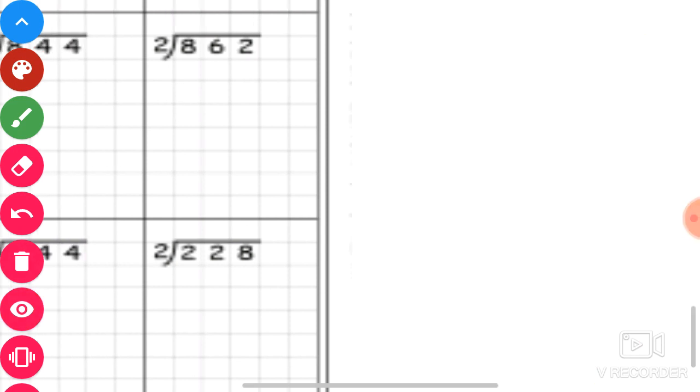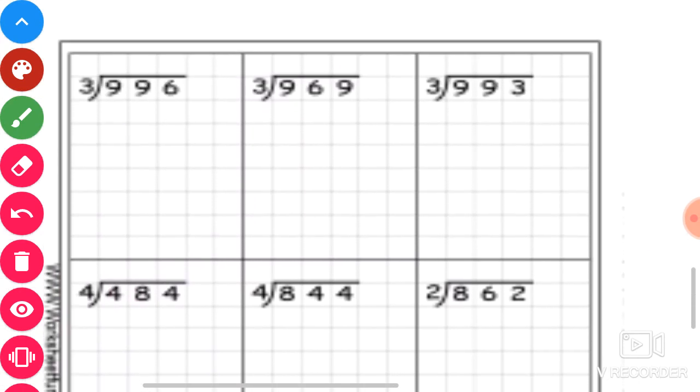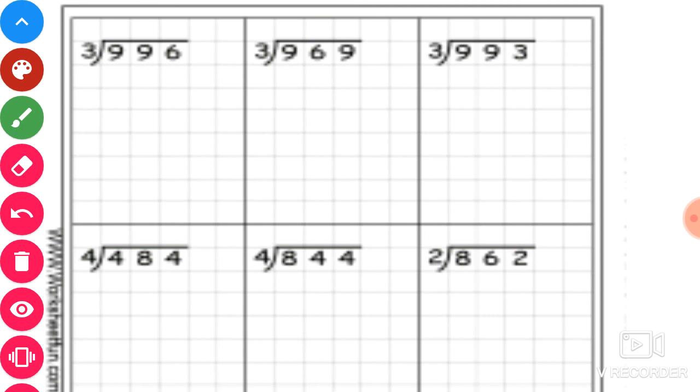Now kids, we have completed 3-digit division by 1 digit without remainder. Tomorrow we will continue with some more exciting concepts. Okay.